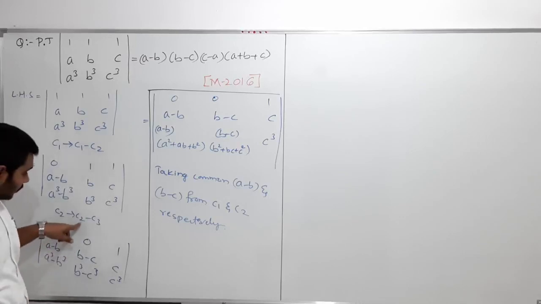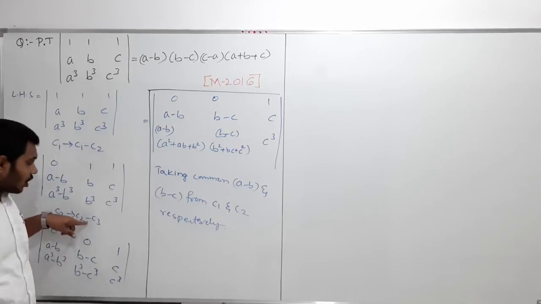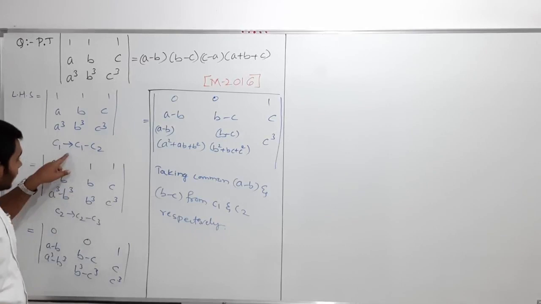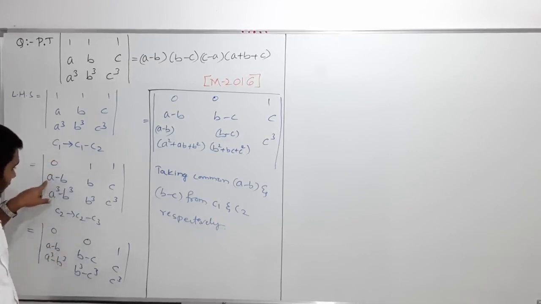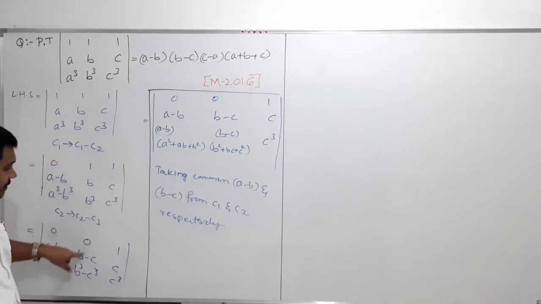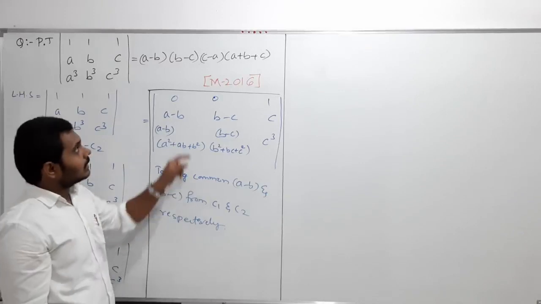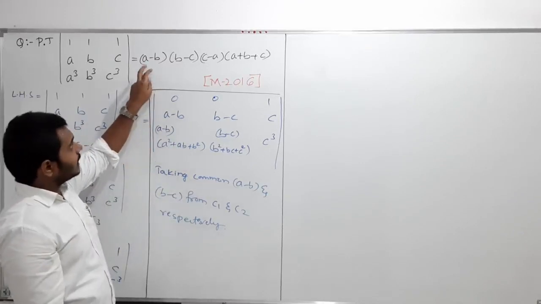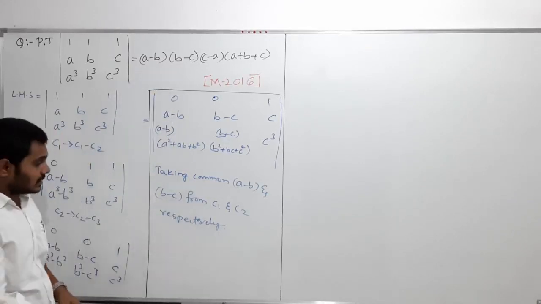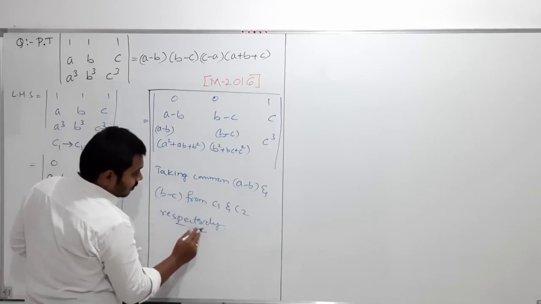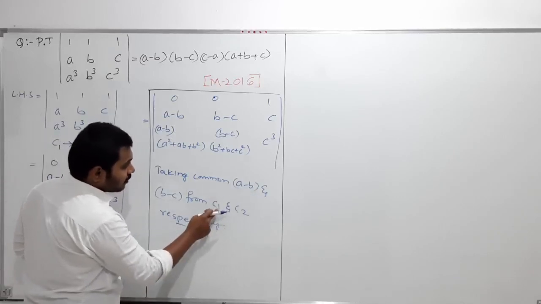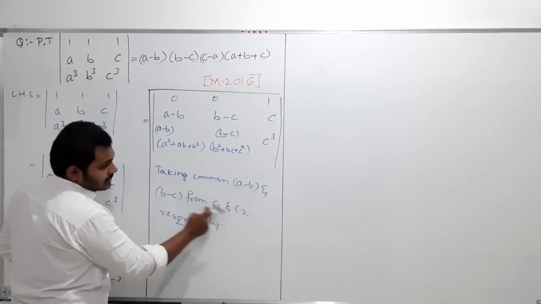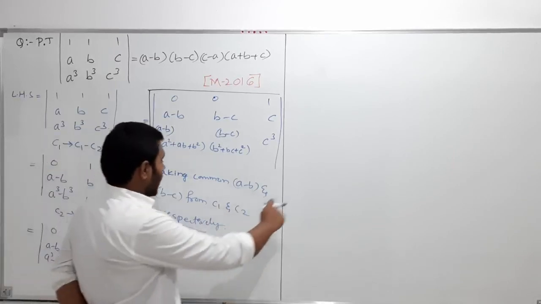Now I think you can observe very clearly what operation I applied, because here easily I get A minus B and here I get B minus C, so that I can take common. So if I take the common, this part will get A minus B into B minus C, and respectively, what it indicates, my students, A minus B from column 1, B minus C from column 2. So that I write here.